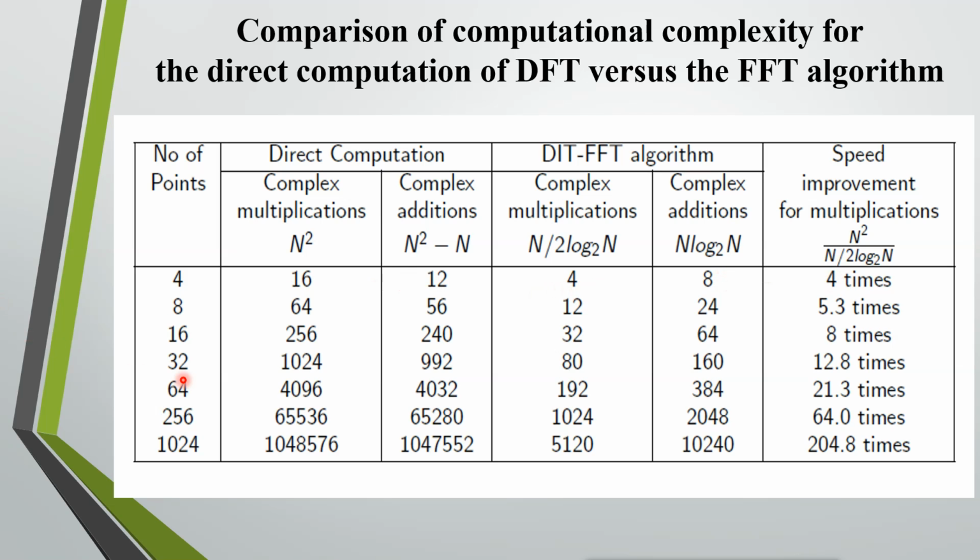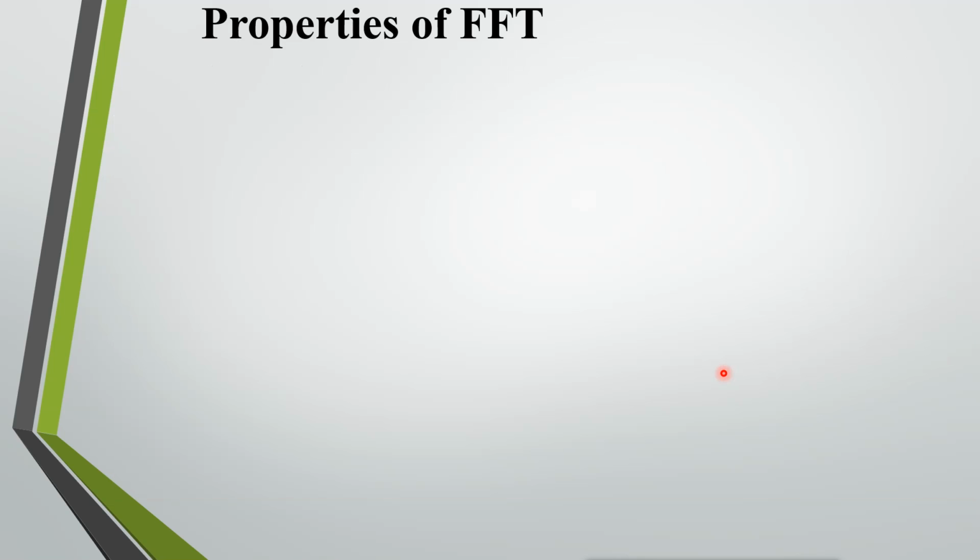Another example. Let us take the number of points as 32. Number of complex multiplications is 1024. Complex additions are 992. But in DIT FFT algorithm, 80 complex multiplications, 160 complex additions. 12.8 times the speed is improved for multiplication. From this, we can say DIT FFT algorithm is the best.